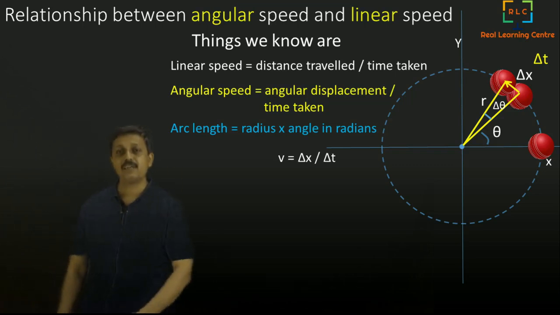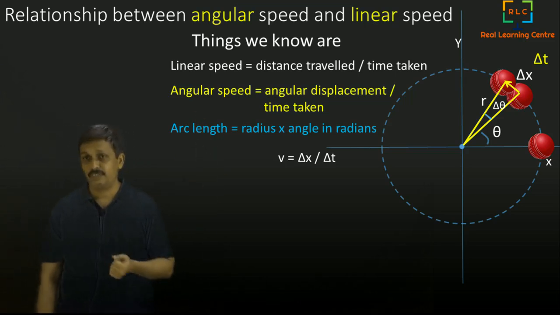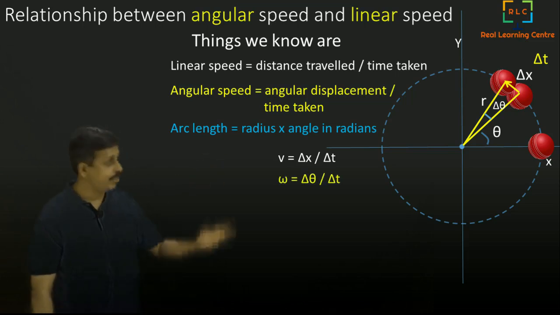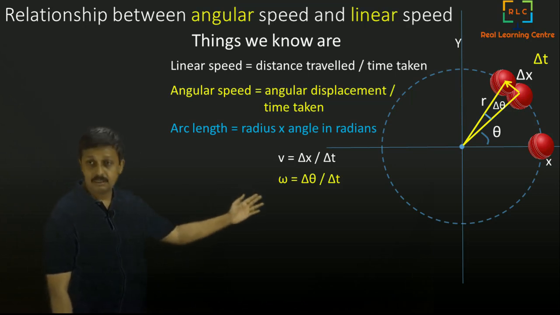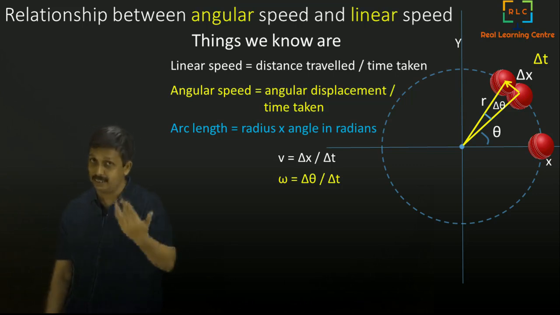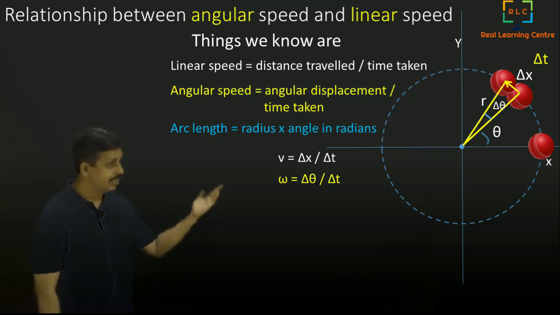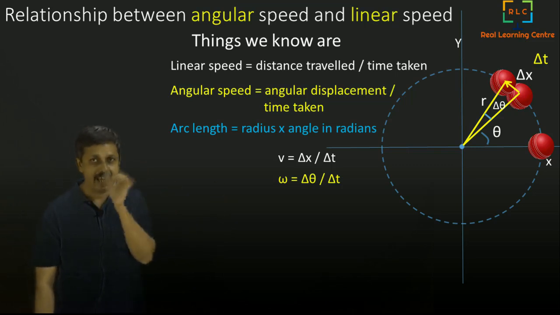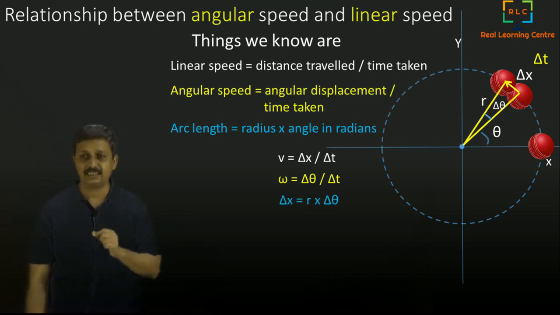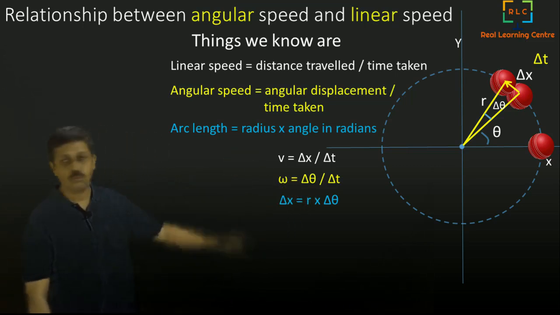We are going to write it down in the form of equations. First one, V is equal to delta x by delta t, which is linear speed. Second one is angular speed, which is omega. That is delta theta by delta t. Just now we have learned theta by t in the previous slide. So, this is delta theta by delta t, because that much it has moved in angle. And then we also know the arc length in this case is delta x, which will be equal to r into delta theta. That is the third one, the blue one.